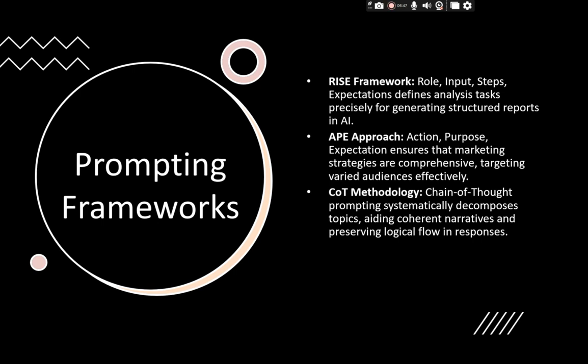Talking about the next one, that is the APE approach. In this one we have to define action, purpose, and expectation from the model, to give a comprehensive response targeted effectively at the audience, so that it can give a response according to the audience. So we have to define the action, what actions the model needs to perform, the purpose of the prompt, and the expectation that we want from the model. And in chain of thought prompting, what we do is systematically decompose the topic, aid coherent narratives, and preserve the logical flow in the responses.